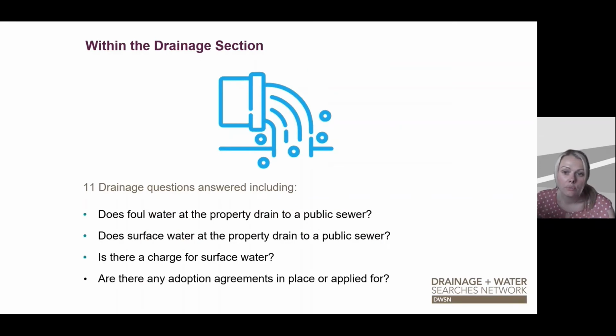So within the search results, we will explicitly tell you if foul water from the property is connected to the public sewage system, and if surface water is connected to the public sewage system, and if there's a charge for both services. We will also state if there's any adoption agreements, sometimes commonly known within the industry as a Section 104, and that's for sewage pipes serving the property. If this agreement is there, we will tell you if it's in place or preparation. We will also tell you if a bond has been taken from the developer.